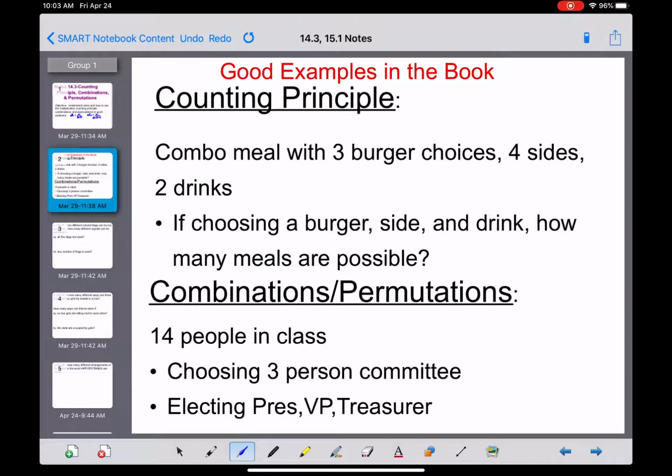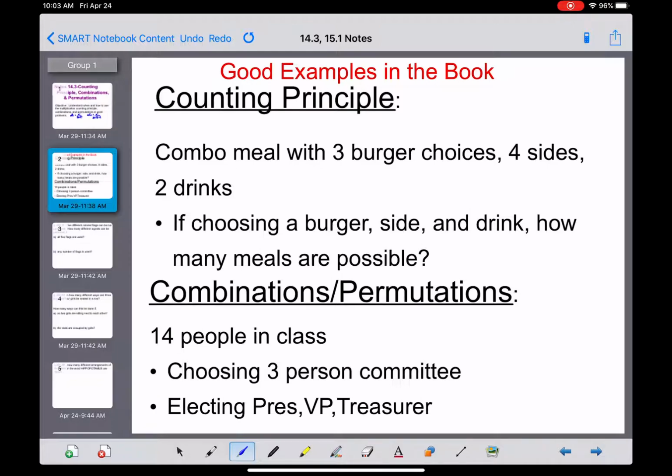But there are some good examples, and I just want to talk a little bit about a couple of them. So let's say we have a couple extra examples. Let's say we have a combo meal. We have 3 burger choices, 4 sides, and 2 drinks. And if we're choosing a burger, a side, and a drink, how many meals are possible?